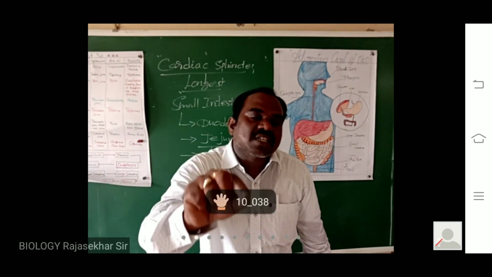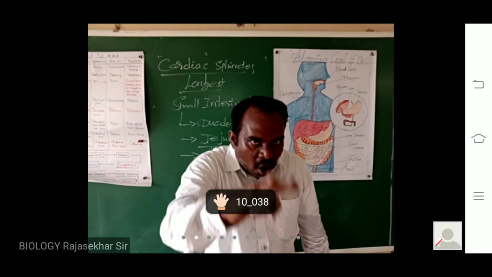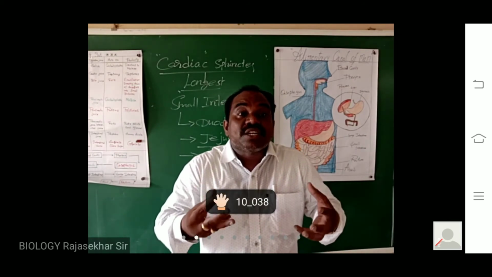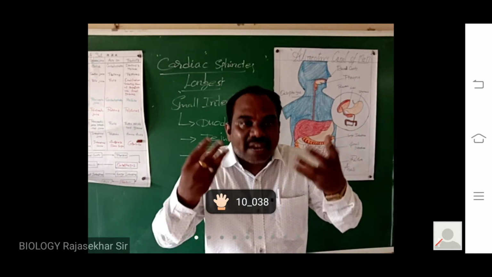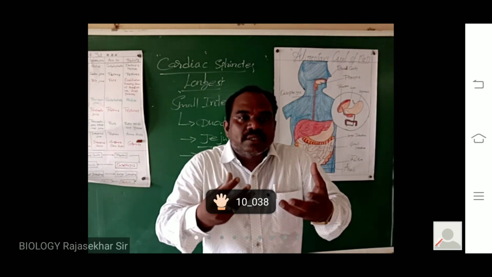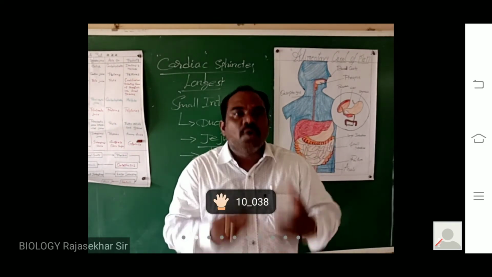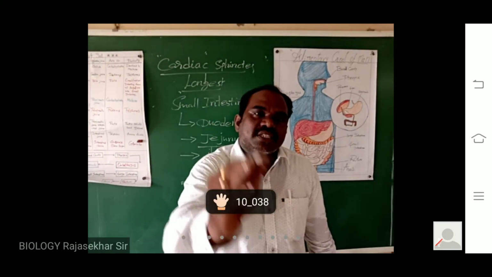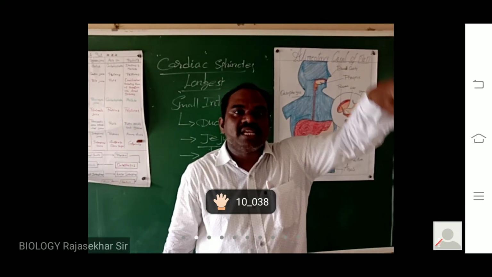In carnivorous animals, the size of the small intestine is smaller because flesh digestion is very fast. That means meat, the flesh of the animal body, digests very quickly. So in carnivorous animals, the size of the small intestine is smaller. In herbivorous animals, the small intestine is larger.